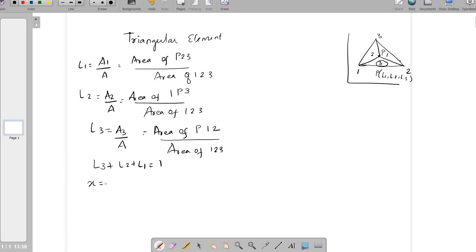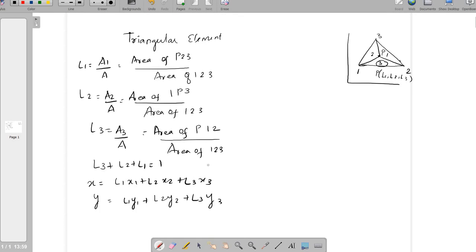The displacement in x direction is represented as L1 x1 plus L2 x2 plus L3 x3. Y is L1 y1 plus L2 y2 plus L3 y3.